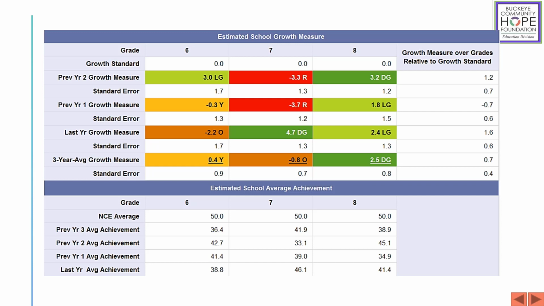and remind ourselves that the growth standard is always zero, and the growth measure, that's the average gain, in this case by NCEs, that a group of students had made, that cohort of students from one year to the next, and then how confident are we in that growth, the standard error. The lower that value, the more confidence we have in the calculation. So let's take a look at a diagnostic, and then we'll drill down into one.